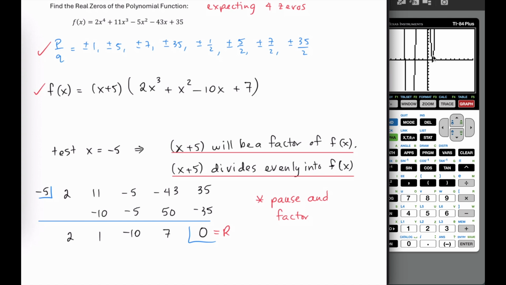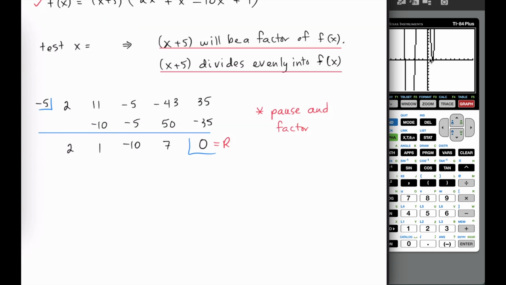Let's move over into this region. We could zoom in on this, but it also appears to be happening at positive 1, and positive 1 is in our list, so I think that's what I'd like to test next. So now we're going to test to see whether or not x is equal to 1 is a 0. If x is equal to 1 is a 0, then x minus 1 will be a factor of f of x, which means that x minus 1 will divide evenly into that f of x.